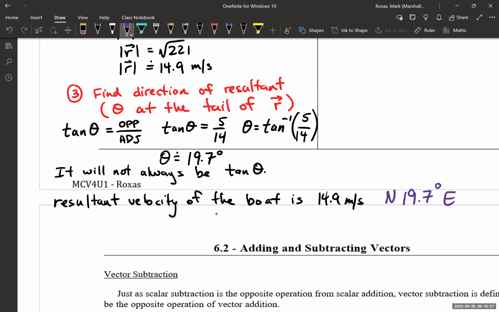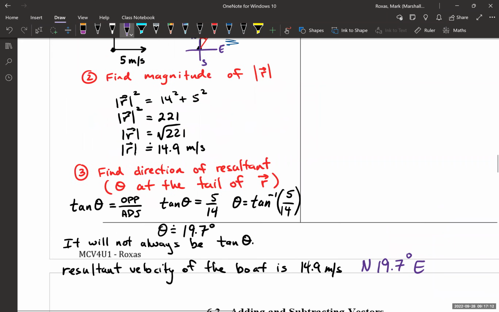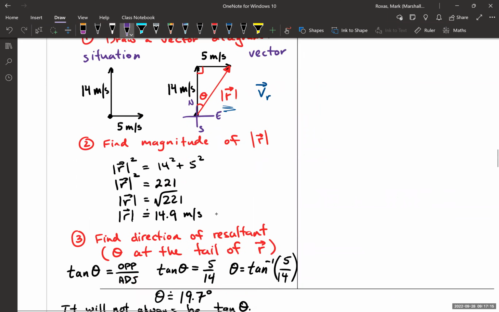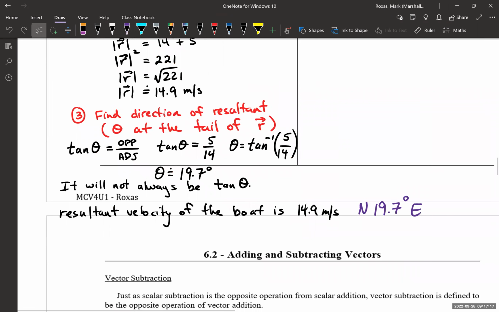If we were not working with north, south, east, west, then you would say the resultant is 14.9 meters per second, 19.7 degrees relative to the 14 meter per second velocity. So it's relative to one of the vectors that's given. Again, I'm going to leave the try example for later. I just want to continue with the video lesson here.